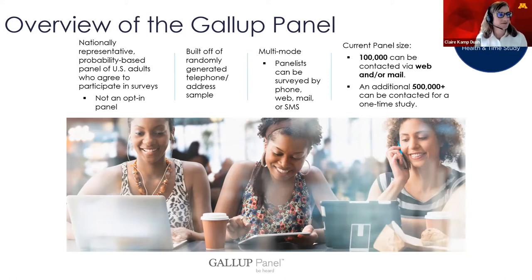And the original frame in 2018 did include a cell phone frame and a landline frame. I think it was 60% cell phone, 40% landline whenever they were moving towards getting out of the field of doing phone calls. Overall, the panelists in the survey, and there's 100,000 plus folks, can be surveyed by phone, web, mail, or text messaging for the most part. The survey was in Qualtrics, and so folks could fill out that survey either on their phone or on a computer. The current panel size is over 100,000 folks, and they also have about 500,000 people who have agreed to be contacted for a one-time study, and we were able to use some of that sample to supplement the number of individuals we had that were not heterosexual in the sample.